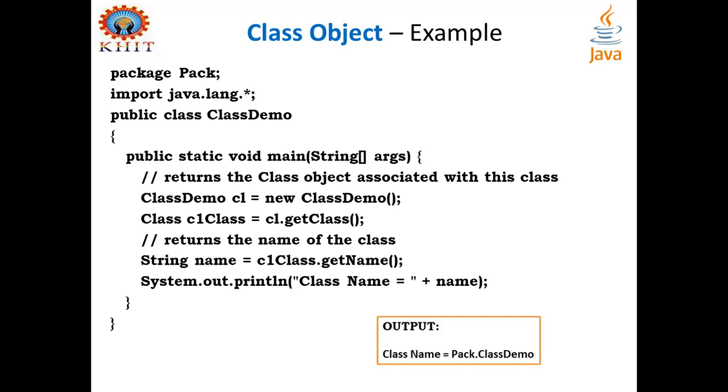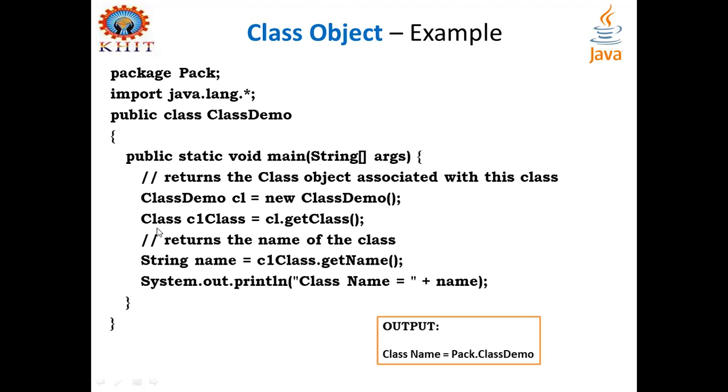To understand this class Object, let's have a simple example. The same first statement: package pack, import java.lang.*. To understand the class Object, class Demo is my main class name. Inside the main method, I'm creating one object called c1 of my Demo class. This is a simple object creation for my Demo class.